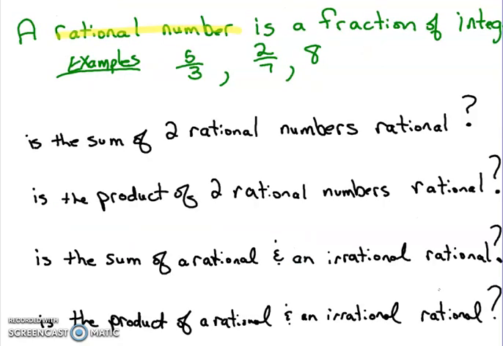And lastly, let's talk about rational numbers. A rational number is a fraction of integers. So remember what an integer is. Basically, when you draw a number line and put the normal numbers on it, those are integers. So you have your whole numbers, 0, 1, 2, 3, 4, 5, 6, 7, 8, 9, and then all the negatives of those. So a rational number is a fraction of integers.